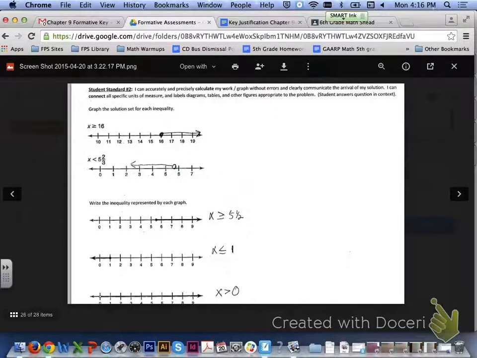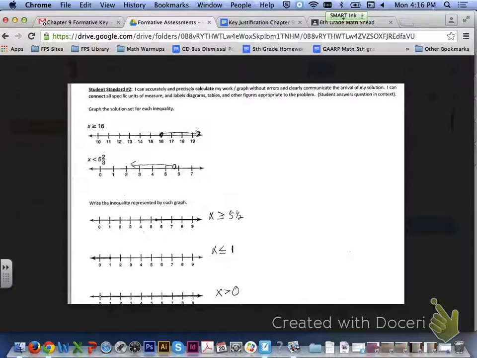Alright, the next page, Student Standard 2, Precision. You need to graph the solution set for each inequality. So x is greater than or equal to 16. Greater than or equal to, remember that's indicated by the closed circle, and it's greater than or equal to 16, so the arrow's pointing past 16 towards 17, 18, 19, and beyond. The next one, x is less than 5 2/3, so open circle, because 5 2/3 is not included, and x is everything less than 5 2/3.